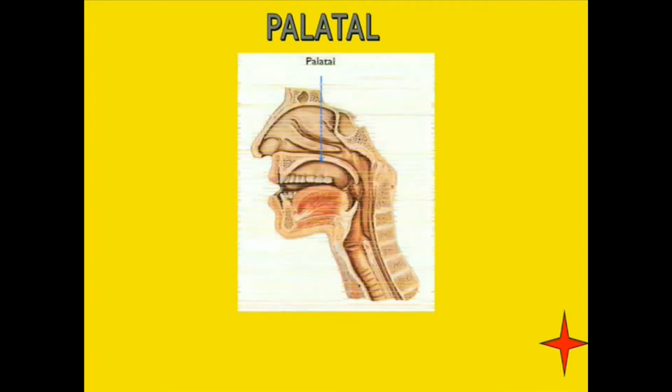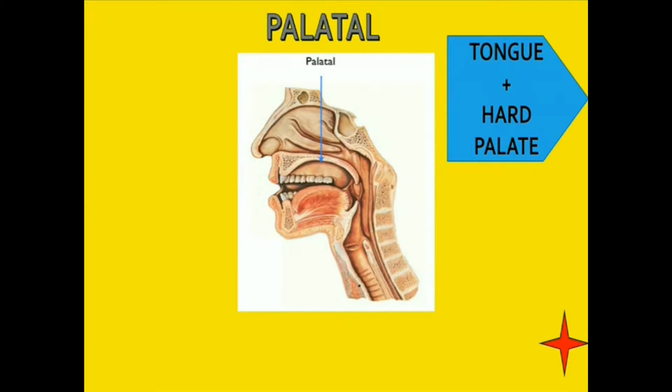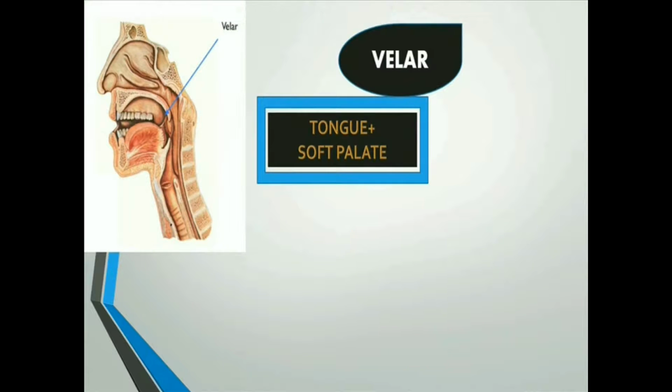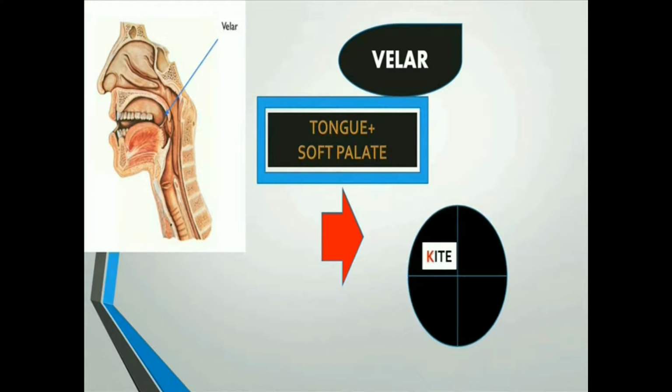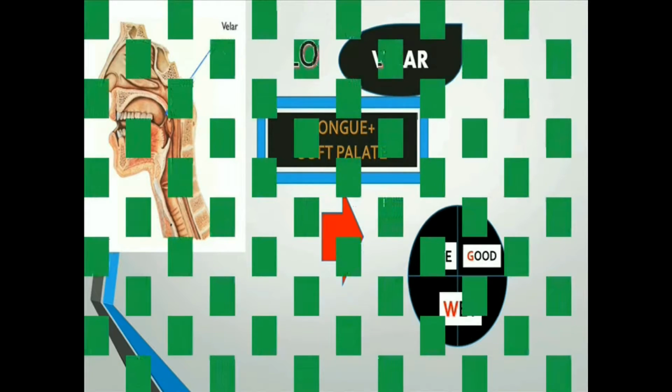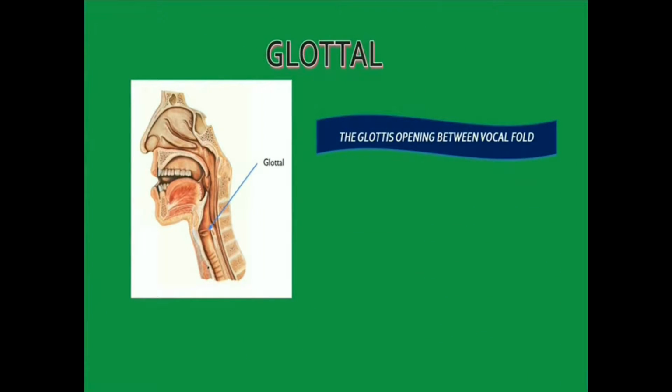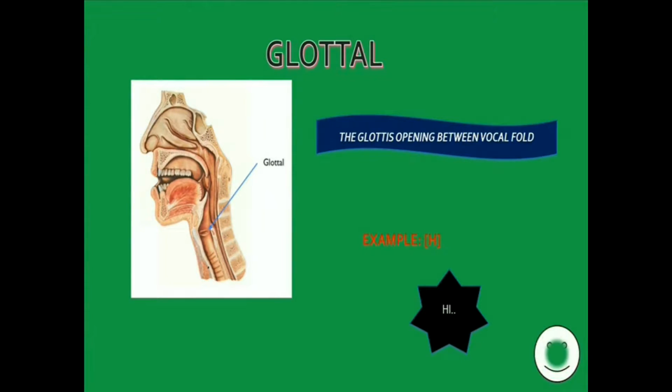Palatal is when the body of the tongue touches the hard palate, as in the sound J. Example, yes. Velar is when the body of the tongue touches the soft palate or velum. Good, wet. Glottal is the glottis opening between the vocal folds. Example, high.